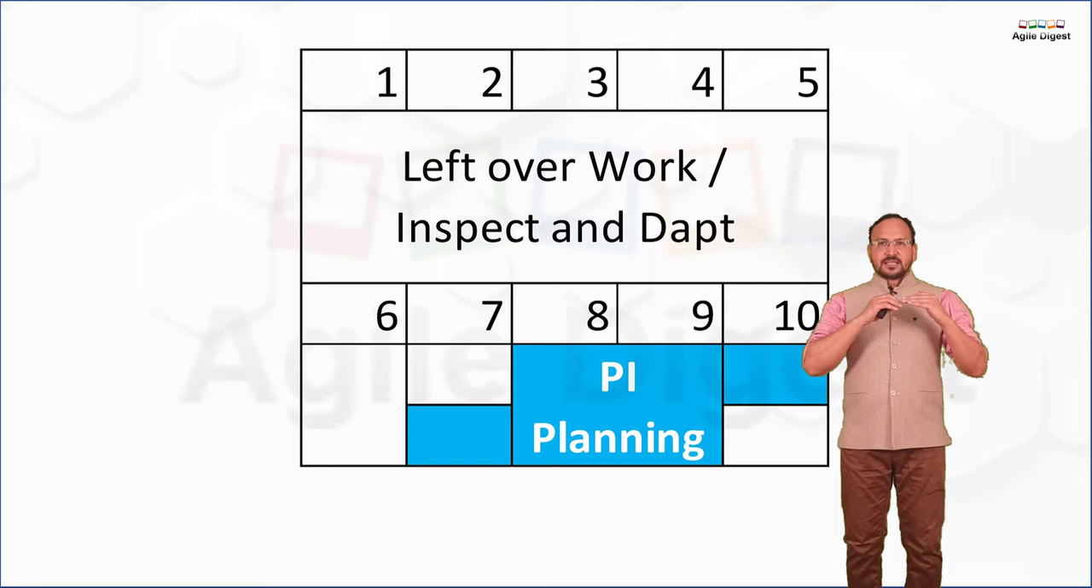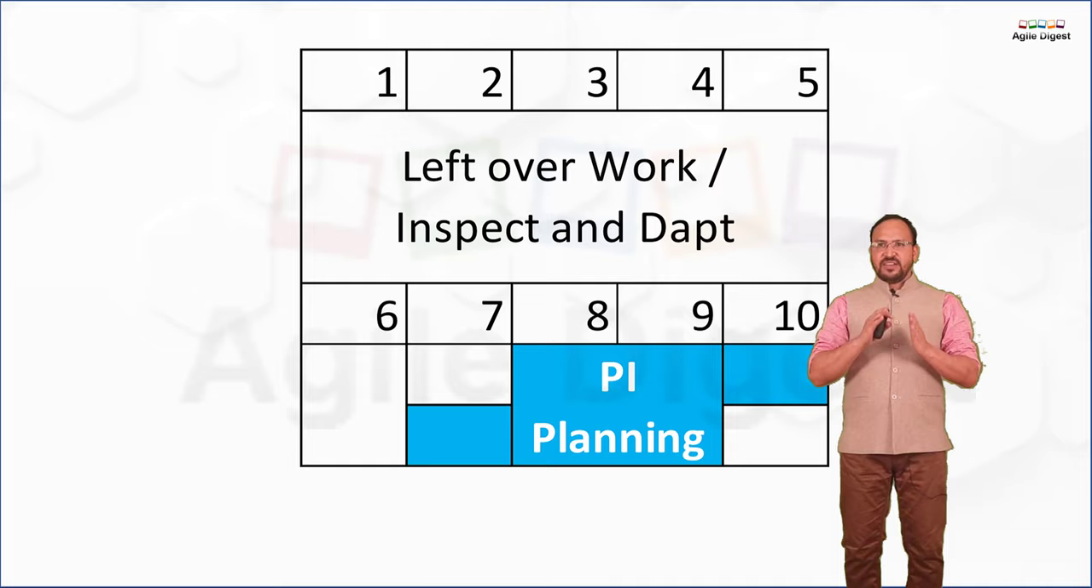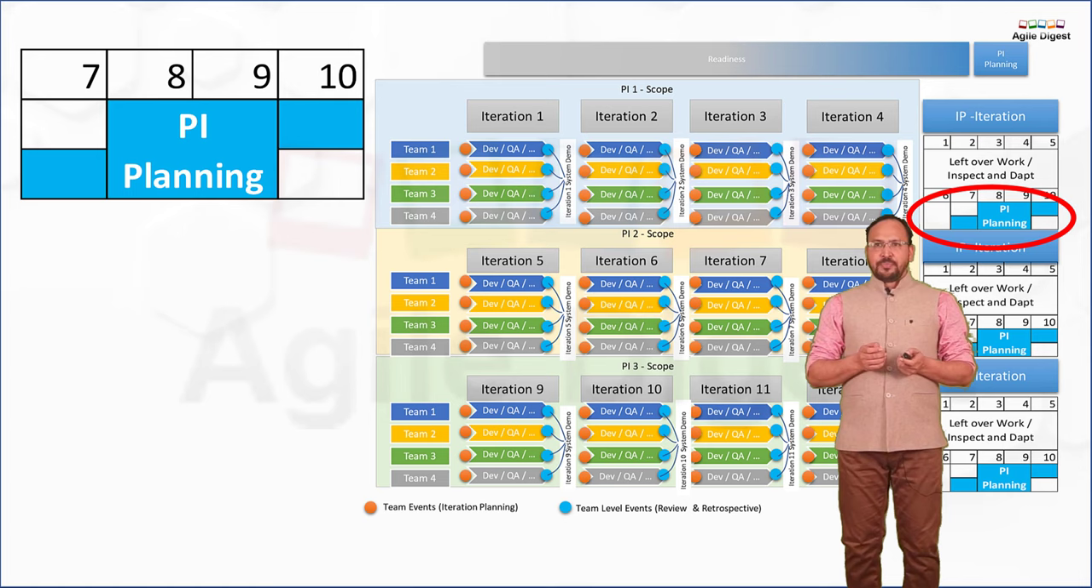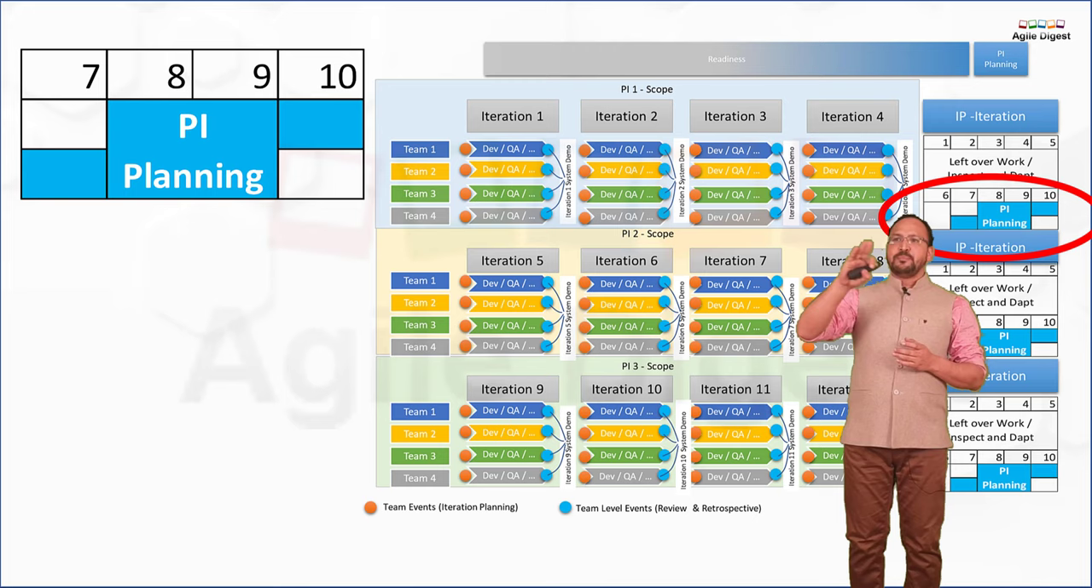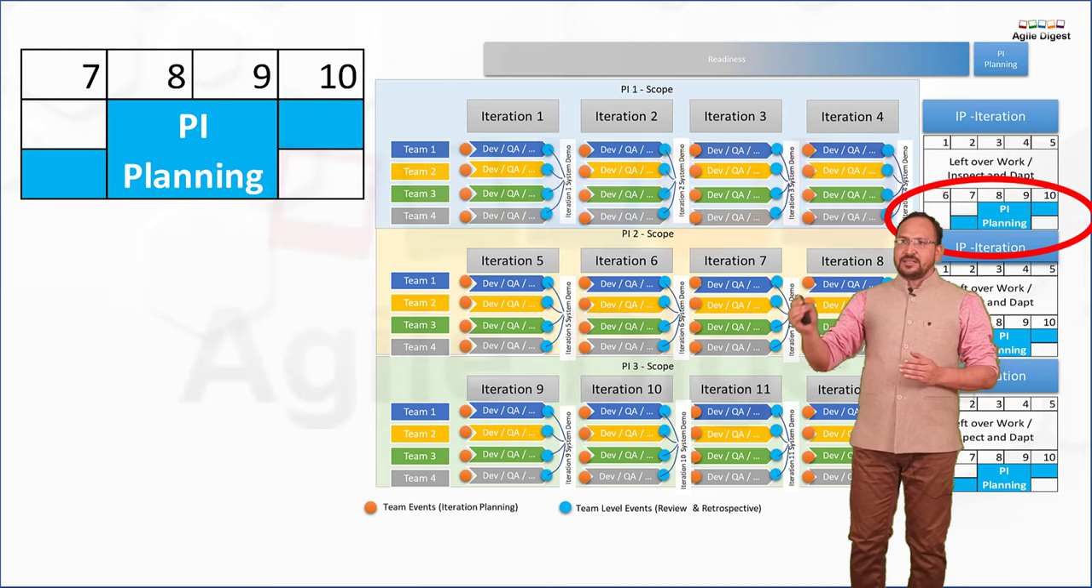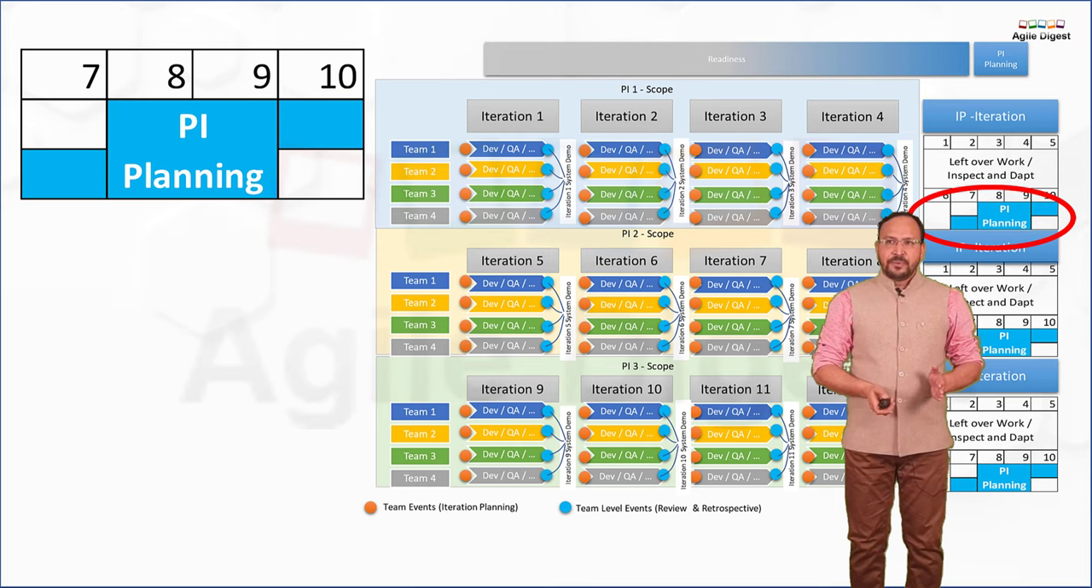Let's just talk about only the last week. We'll take 4 days, 7, 8, 9, 10. And within these days, what exactly are we doing? This is the time after every PI when we are reaching our IP iteration. Within the IP iteration, in the second week, on the 8th and 9th day primarily, we are doing our PI planning. And this is what we are trying to understand here.